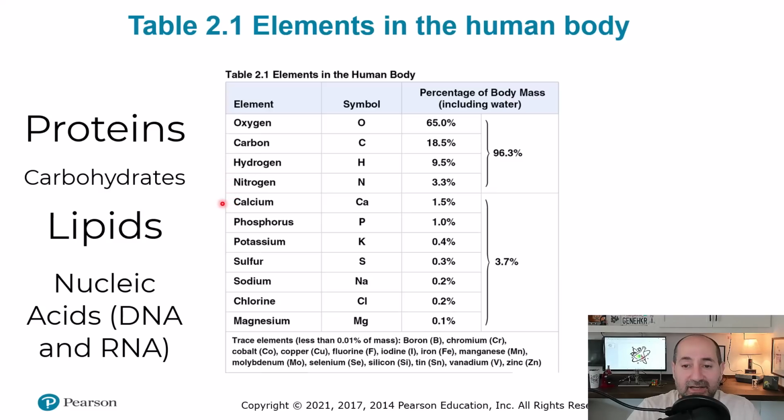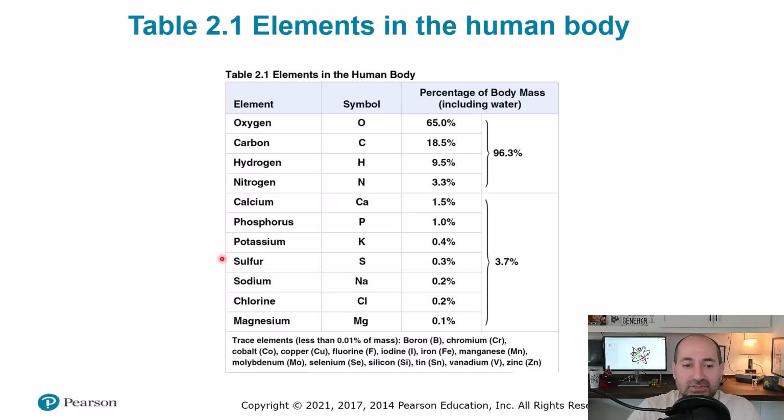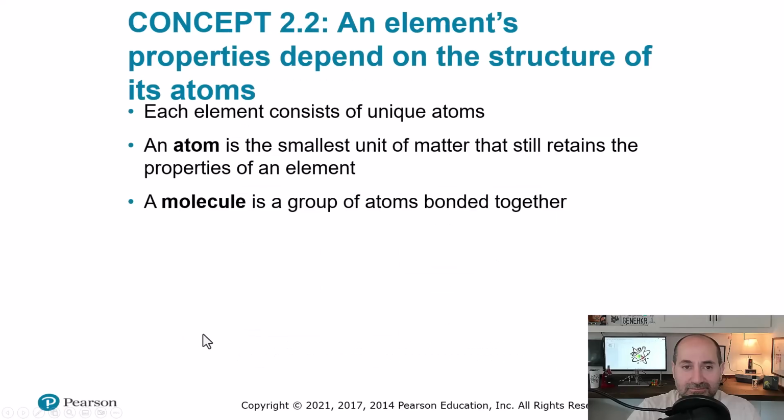Next, we have calcium, phosphorus, potassium, sulfur, sodium, chlorine, and magnesium. This is what rounds out the rest of the approximately 4% of your human body. But do you remember there's also a host of those trace elements that you only need in minute quantities? These include boron, chromium, copper, iodine, iron. I'm not going to list them all, but these are elements that your body requires in tiny amounts. This is why they're called trace elements.